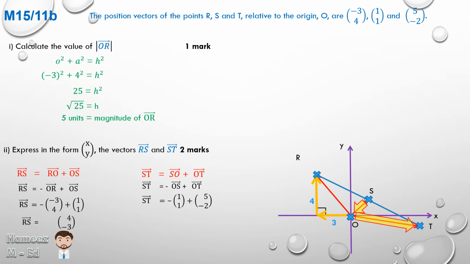And you can double check this with your calculators. Now, what that tells us is that if we are moving from S to T, we would move 4 units to the right and 3 down.